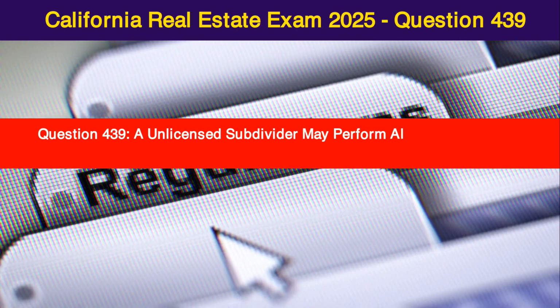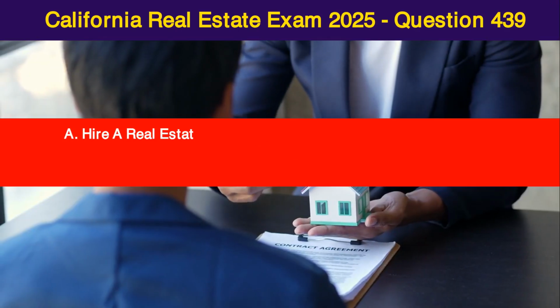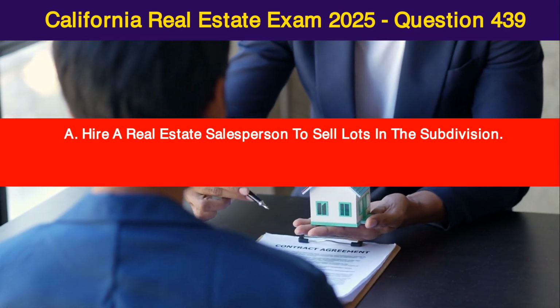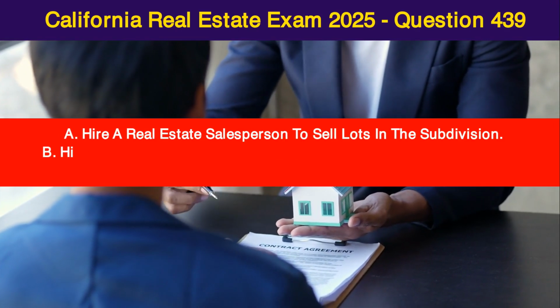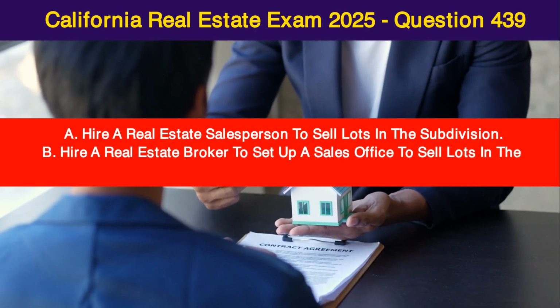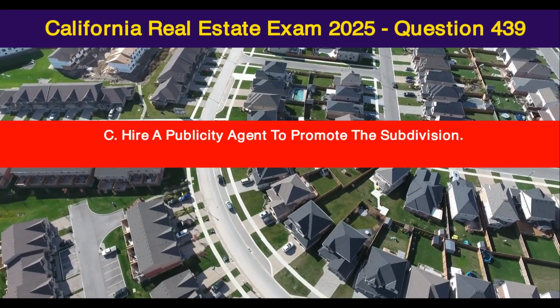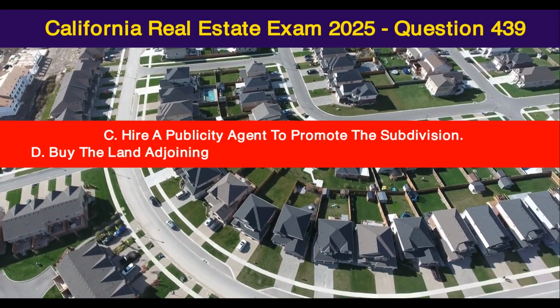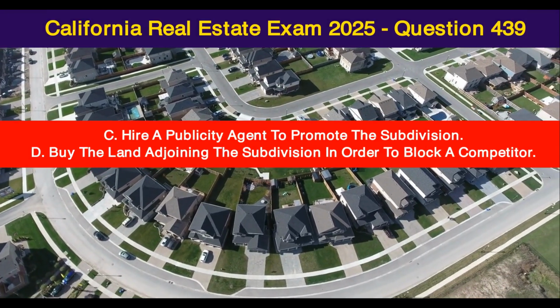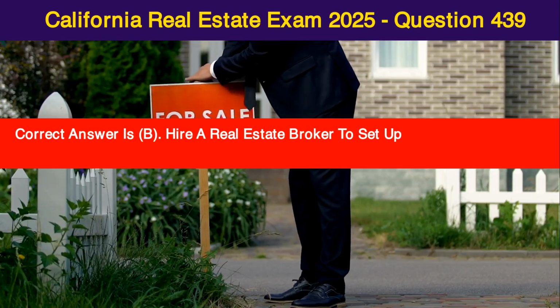Question 439. An unlicensed subdivider may perform all of the following activities, except A. Hire a real estate salesperson to sell lots in the subdivision, B. Hire a real estate broker to set up a sales office to sell lots in the subdivision, C. Hire a publicity agent to promote the subdivision, D. Buy the land adjoining the subdivision in order to block a competitor. Correct answer is B.